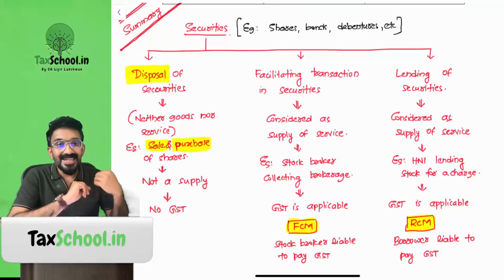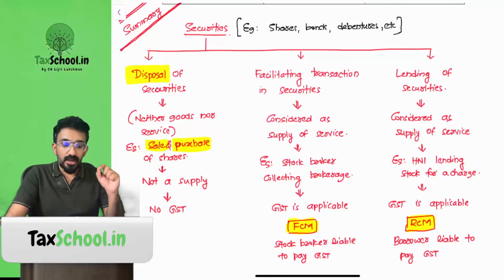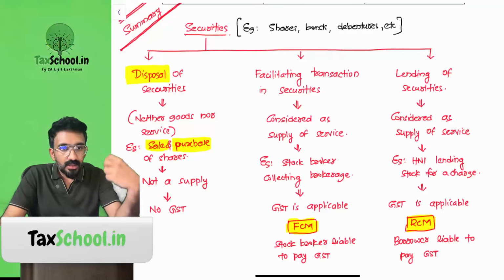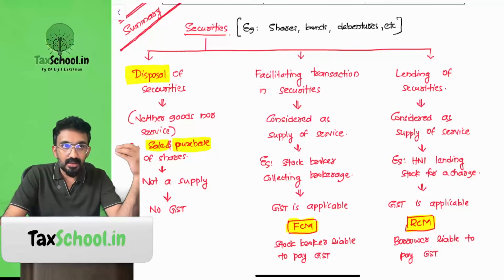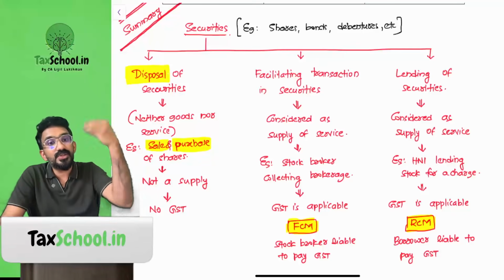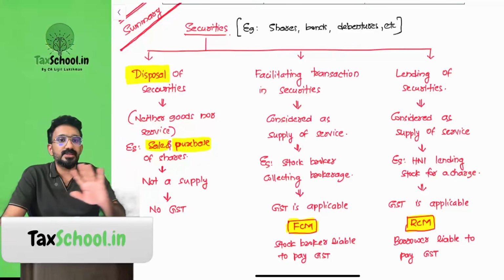Third one, lending of securities. Lending of securities is done with SEBI's approval. I can lend security through SEBI's security lending scheme, through approved intermediaries. If brokers like Zerodha, Upstox or Groww have these security lending platforms, you can actually lend security for 6 months and earn some money. Is lending of security same as disposal of security? The answer is no. Lending security is also a supply of service.